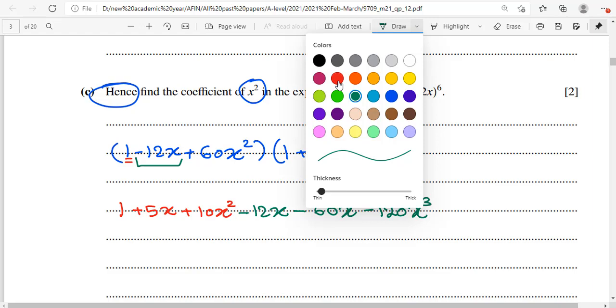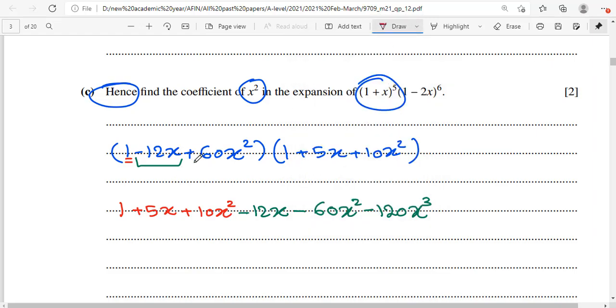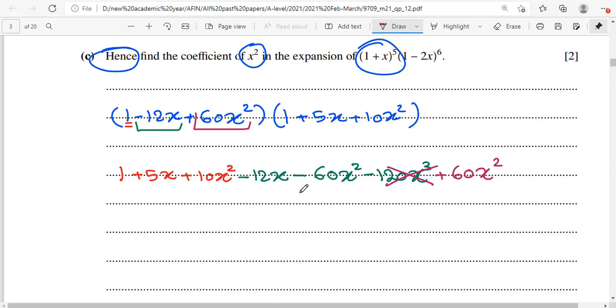Now for the last term, 60x squared. 60x squared times 1 is positive 60x squared. If we multiply 60x squared by 5x, we will get x cubed, which we don't need. And if we multiply 60x squared by 10x squared, we will get x power 4, which we don't need. And similarly, we don't need this term. Now we just work on the terms that make x squared. We don't need this term as well.